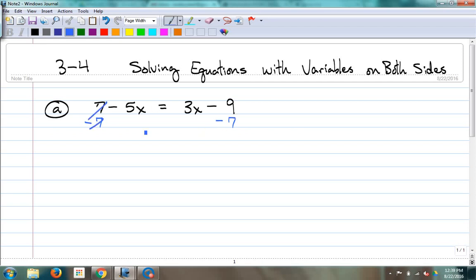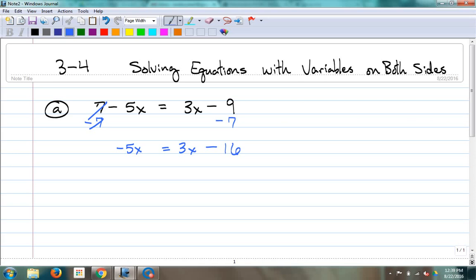Negative 9 minus 7 would be negative 16, right? If you subtract from a negative, it makes it more negative. And then what's on the left-hand side? Negative 5x. Be very careful not to drop that minus sign there. That's a very common mistake, dropping that minus sign in front of that 5. It's a negative 5.